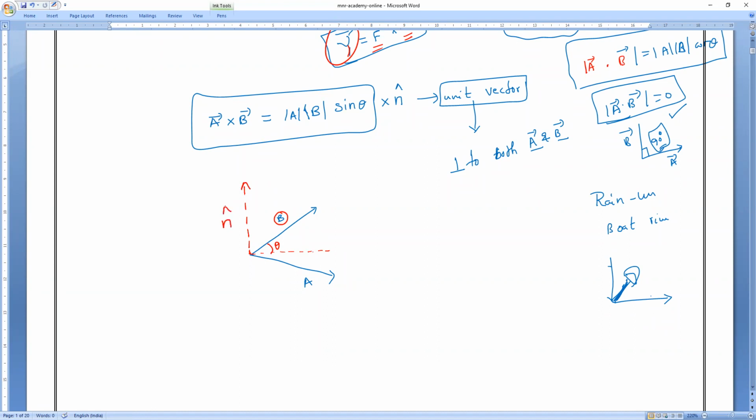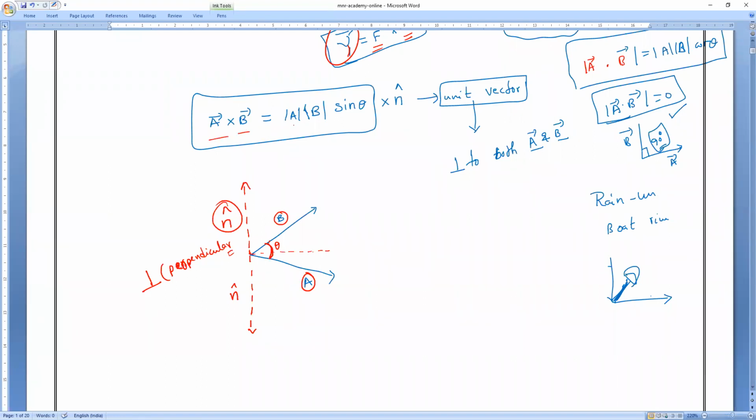That is the direction. For A also, where will it come? Vertically downwards. Because for A and B, the direction is always perpendicular. That is what you have to remember. The angle between A and B is theta. That is how you have to remember. So for the cross product, what is the formula?